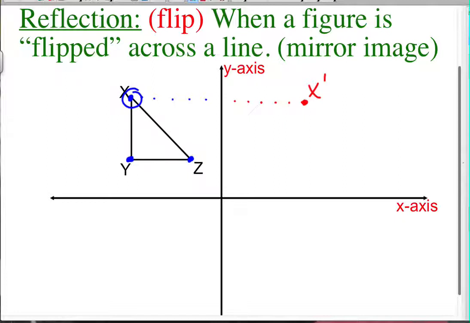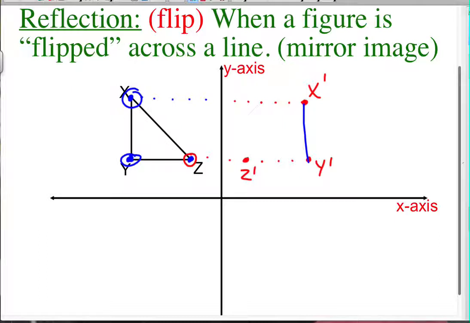So Y down here is also 6 units away. So I would move it 6 units this way. 1, 2, 3, 4, 5, 6. And there would be my Y prime. And maybe it looks like Z is 1, 2 units away. So I'm going to move Z 2 units. 1, 2. This is my new Z prime. So now I connect my new vertices.